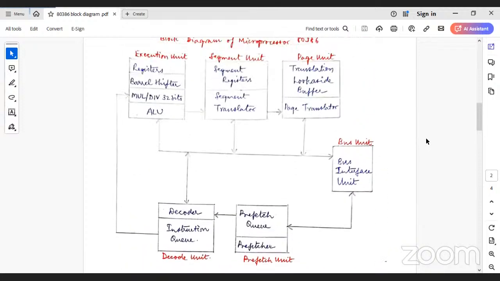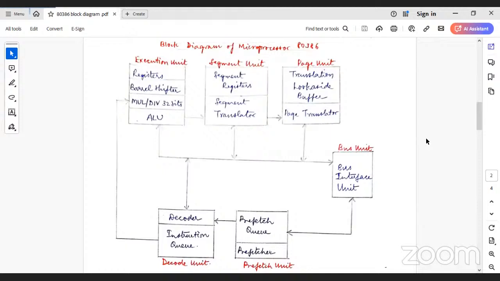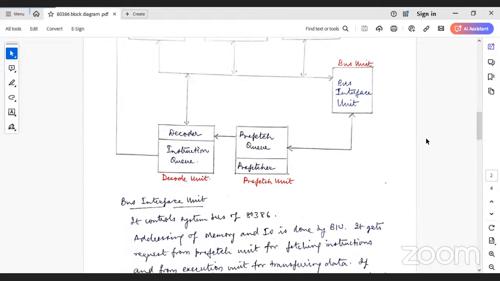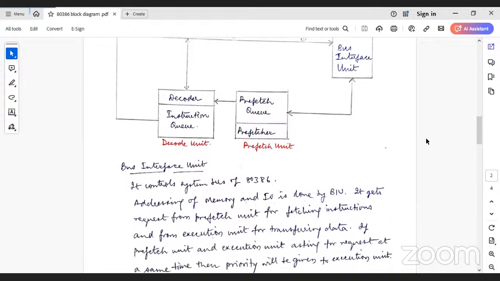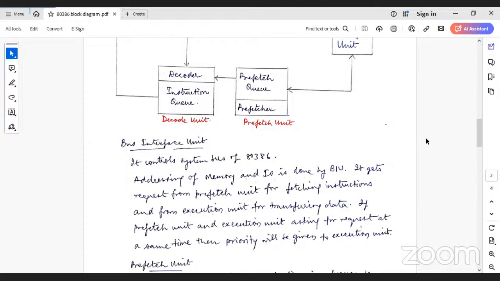In the block diagram, you can see your prefetch unit is one block and execution unit is another block. Both of them will place the request to the bus interface unit, and if both the requests are received simultaneously, first it will give priority to the request from the execution unit, because it has to operate on the data. Even if your operation code is fetched in the prefetch unit, after decoding, whatever data it needs for the operation, it will ask for that data. So the execution unit request will be attended first.